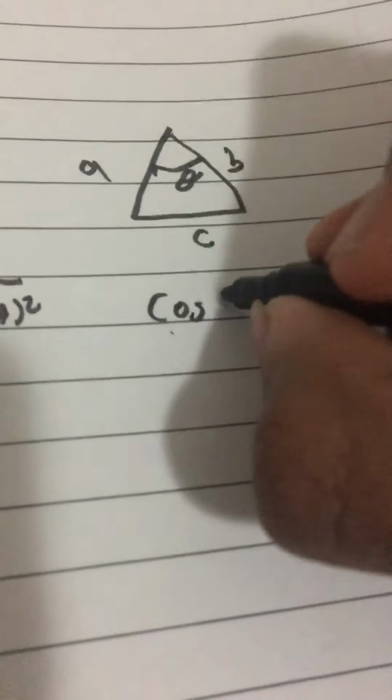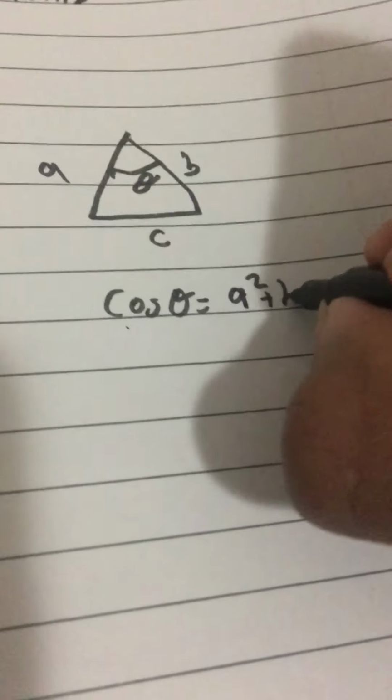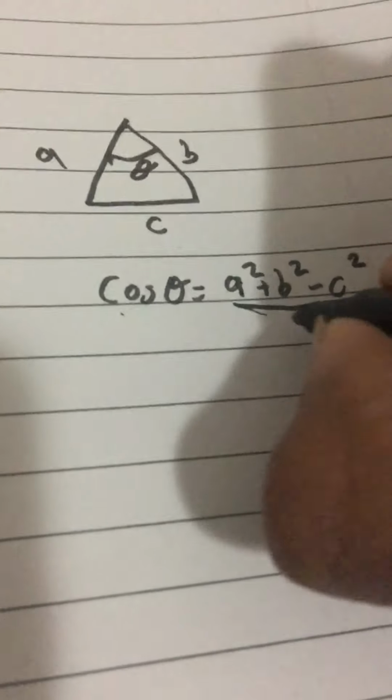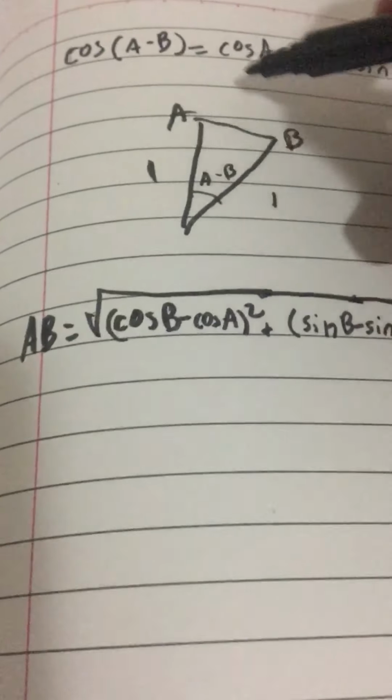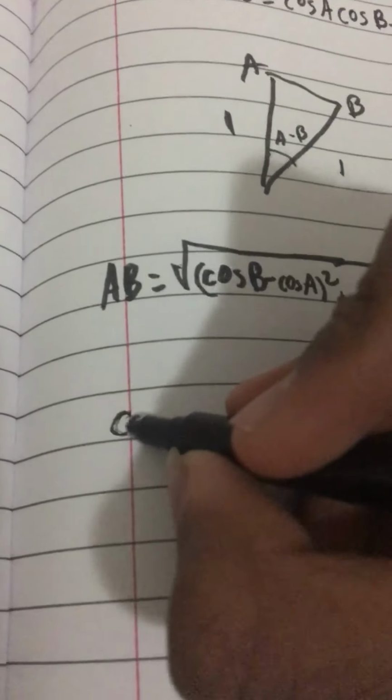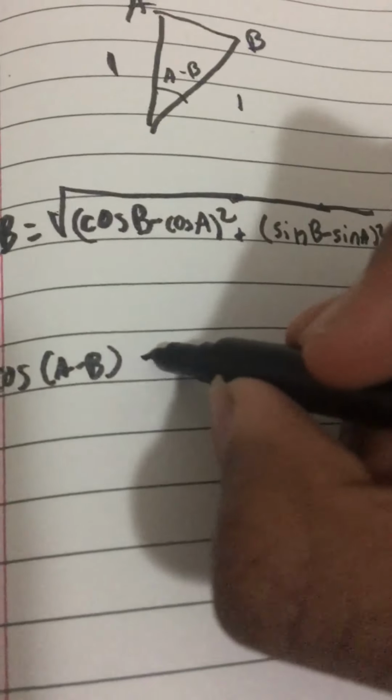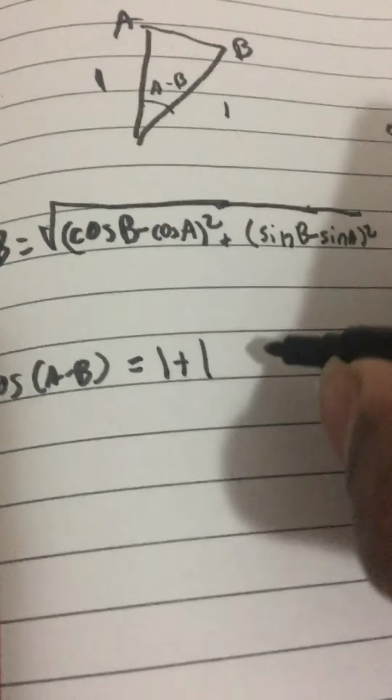Now the cosine rule, I'll explain it very quickly as a revision. If you have an angle theta like this, and sides a, b, c, then cos theta is equal to (a squared plus b squared minus c squared) over 2ab. This is the cosine rule. And now, since we want cos(A minus B), we can use this to solve for it. How this works is you take the sides adjacent to the angle as a and b, and the opposite side as c. So a squared is 1, plus 1, minus this squared.